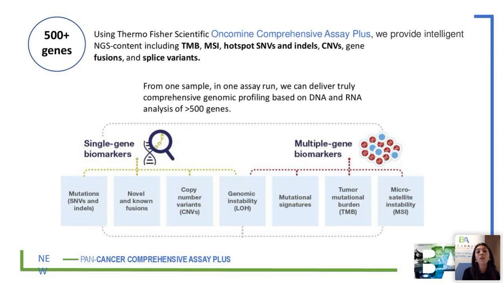Also, because we include not only DNA but also RNA, we are able to explore gene fusions and splice variants. Besides that, one of the key important things in this test is that we are able to also provide information about two really interesting biomarkers regarding immunotherapy, which are the tumor mutation burden and the microsatellite instability.